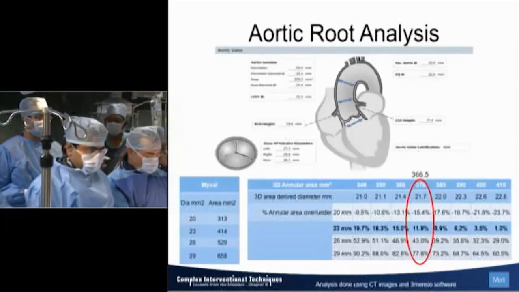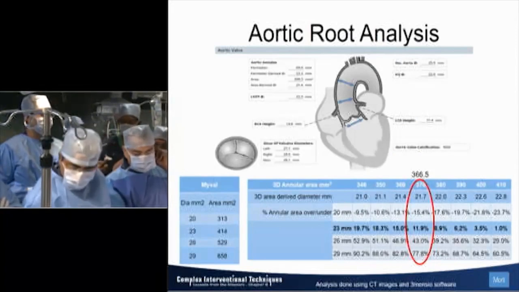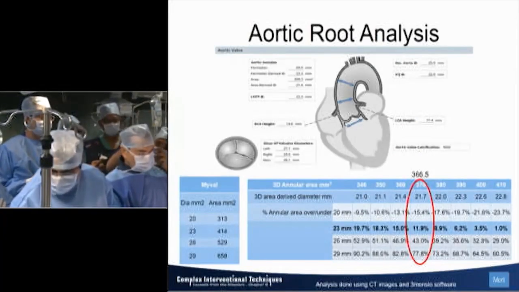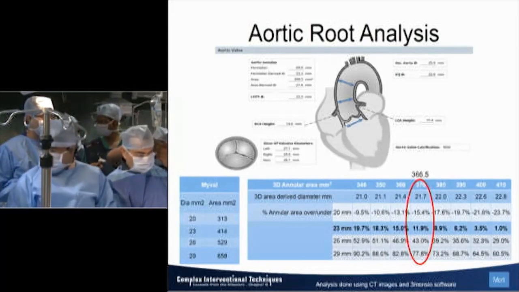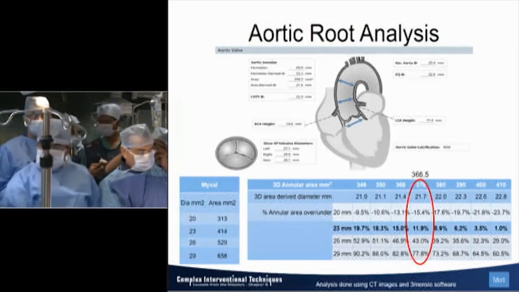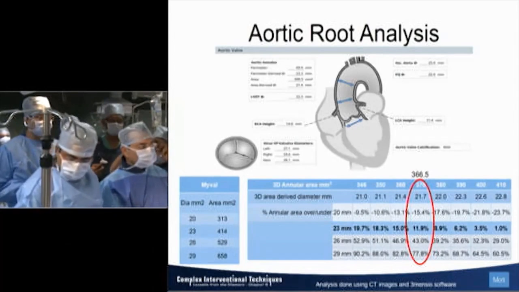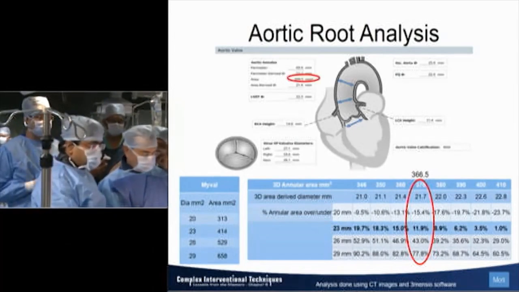The CT scan assessment gives us an area of 366, and this patient qualifies for a 23 millimeter valve. A 23 millimeter valve is 12% oversized compared to the annulus.